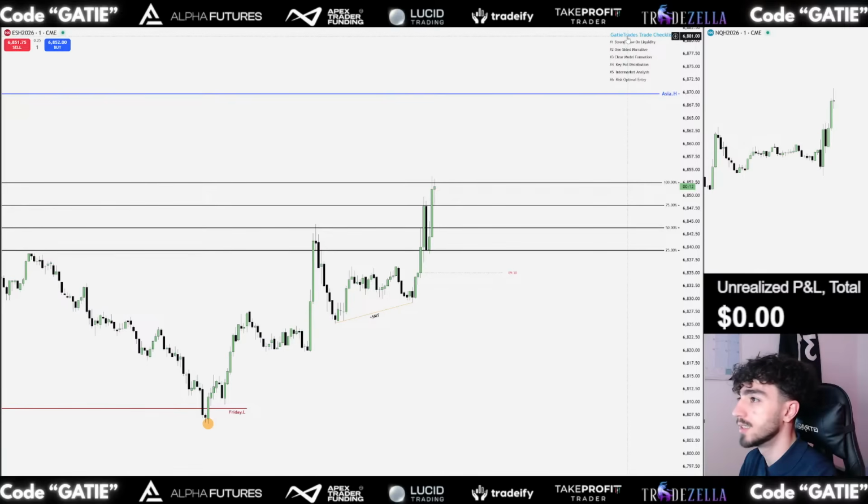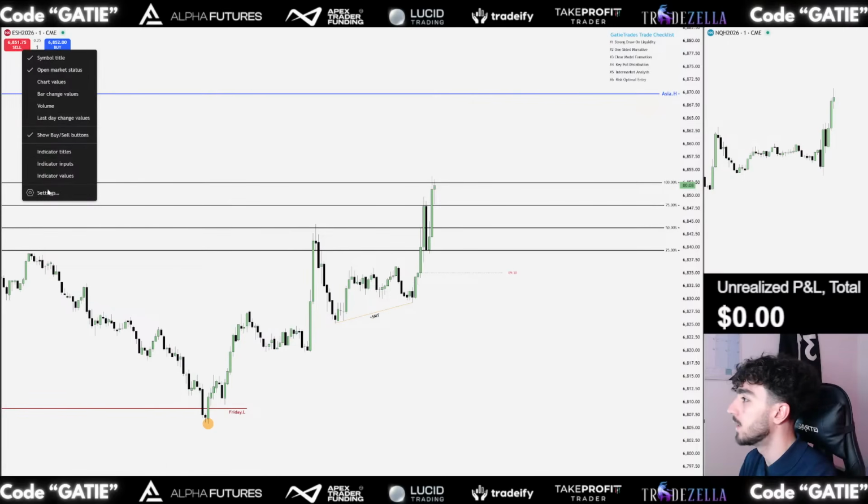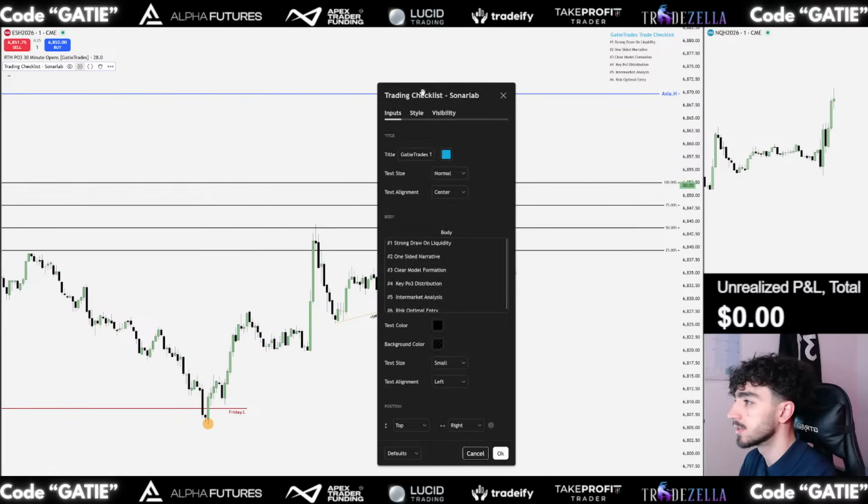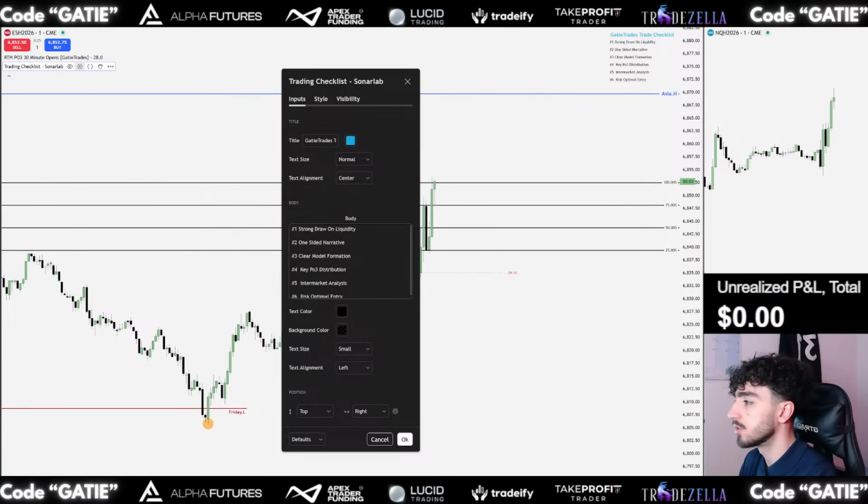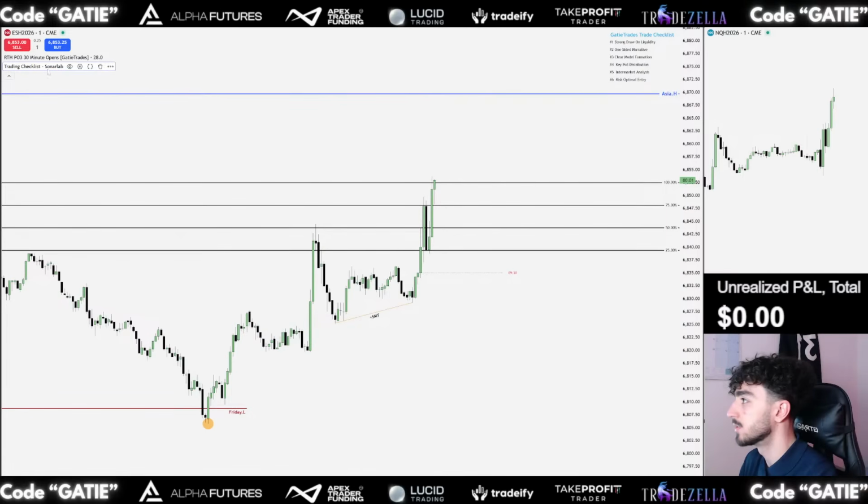Checklist on the chart. It's an indicator called Sonar Lab Checklist. I'll show you what it looks like. It looks like this, Trading Checklist Sonar Lab. I just put it in here, and those are the settings I use.